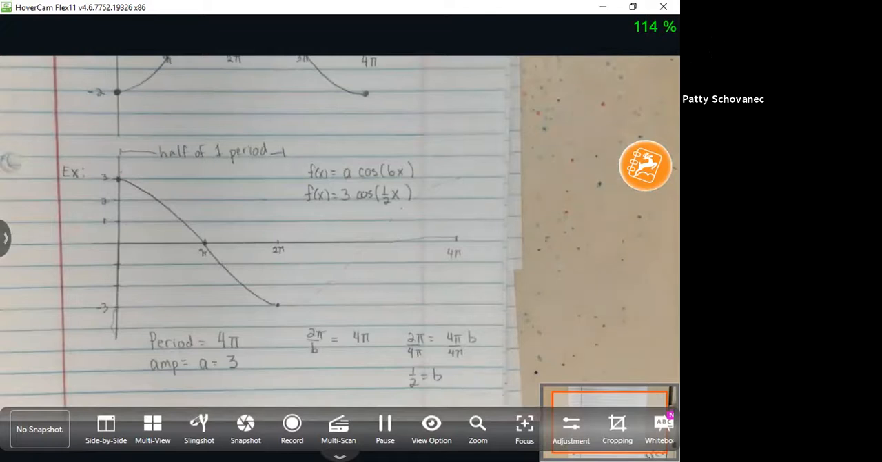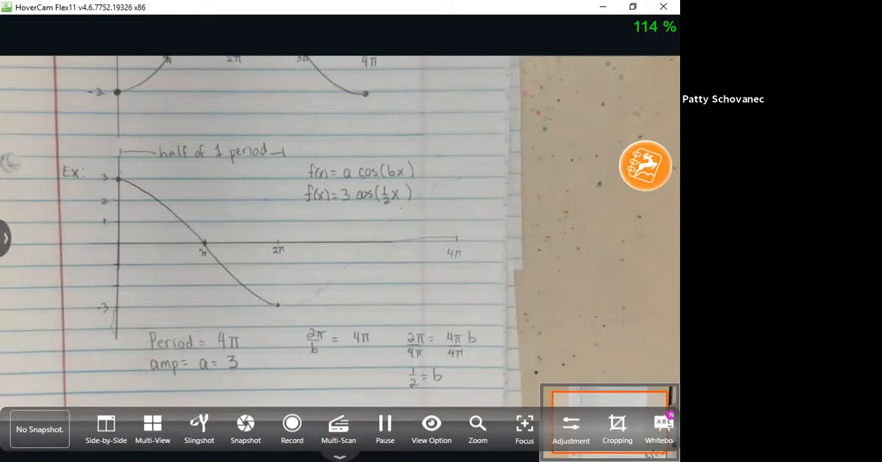Is that too fast? Yes, sir. Is there a difference between f of x and cosine? I'm just trying to label them so that we can call them whatever per example. This problem used f of x, so that's why I wrote it that way.